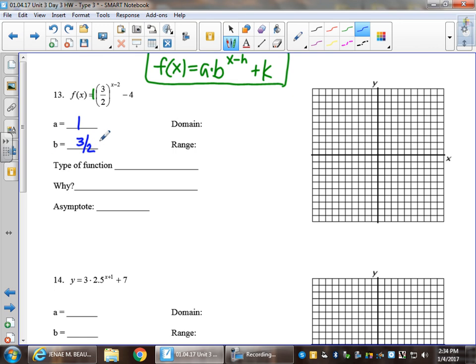With fractions, we always want to take it to a decimal form because that helps us to know where that value is relative to 1. Is it between 0 and 1 or is it greater than 1? Half of 3 is 1.5. In other words, half of $3, 3 divided by 2, is $1.50. So even though it's a fraction, this is going to be growth. B equals 1.5. That is greater than 1. So it's growth. My asymptote comes from K. K is -4. So the equation will be y equals -4 for the asymptote.